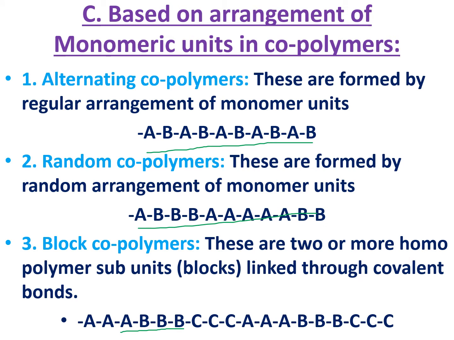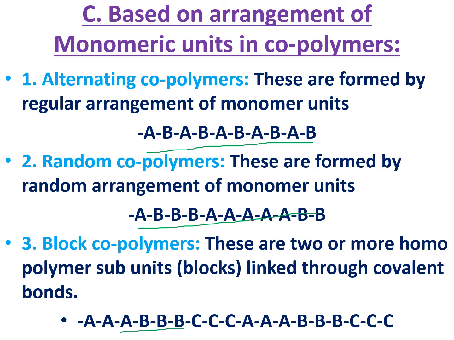If you observe the first one, after A, B came, B after A, alternatively A and B are arranged. This is called an alternating copolymer. If you observe the second one, there is no order, they are arranged randomly. That's why it is called a random copolymer.